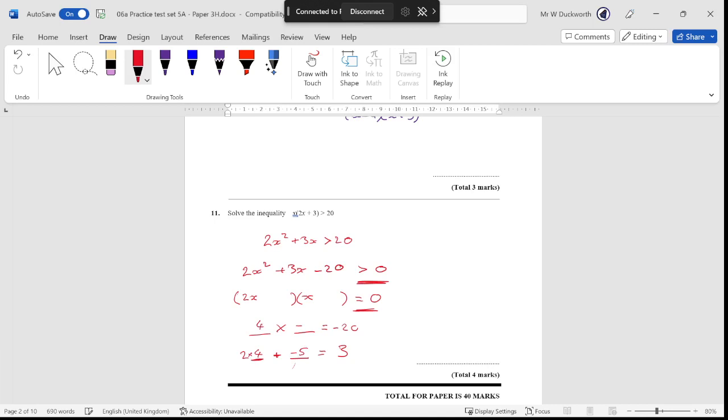So I'm looking at 4 and minus 5, and the 4 needs to go in the bracket opposite the 2, so 4 there and minus 5 there. That gives you 2 values for x. Either to make, that one's the easier one, to make that bracket 0, x would need to be equal to minus 4. To make that bracket 0, x would need to be equal to 5 over 2 or 2.5.